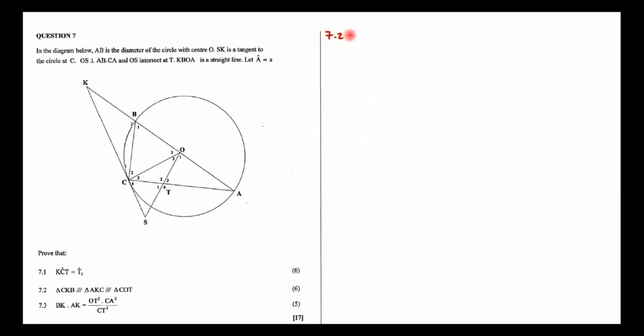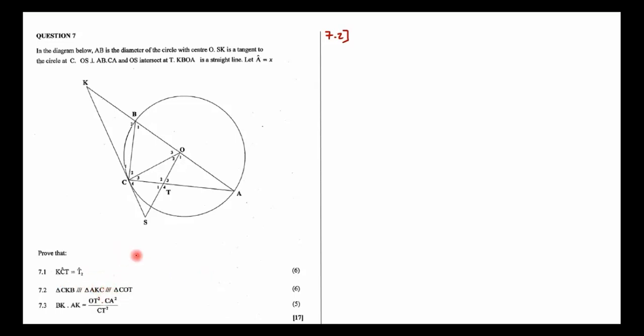Second one here, we are being asked to prove that triangle CKB is similar to triangle AKC, which is also similar to triangle COT. In order for us to prove that, very simple, we just need to prove that the first two triangles are similar to one another and the last two are similar to one another. Because if we can do that, that means the last part is also going to be similar to one another.